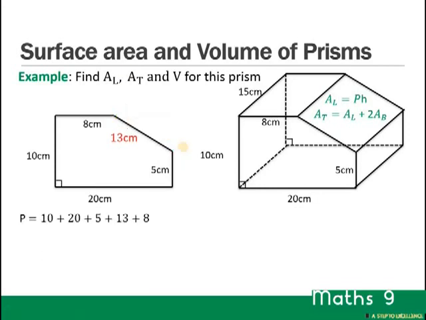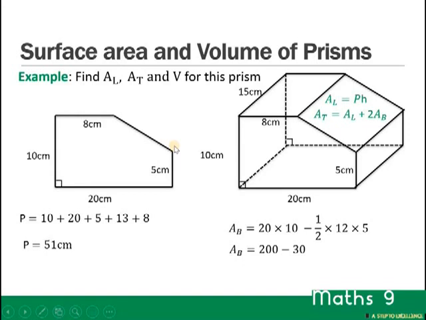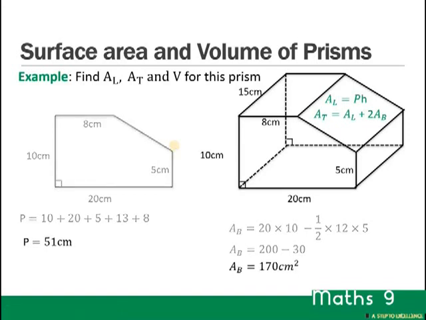Now we can find the perimeter of the base. It's 10 plus 20 plus 5 plus 13 plus 8, which is 51 centimetres. The area of this base is the area of the whole rectangle minus this missing triangle here. So it's 20 times 10 for the whole rectangle minus a half times 12 times 5, which is 200 minus 30, which is 170 centimetres.